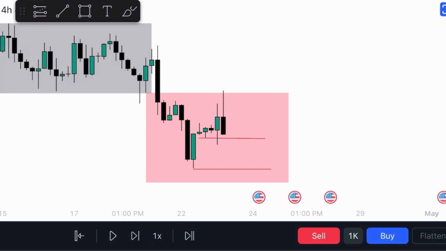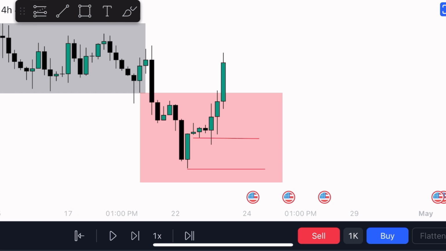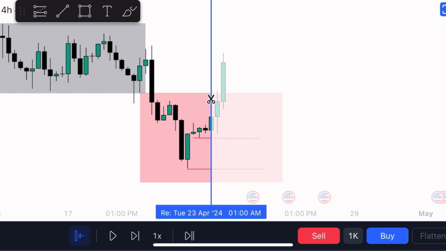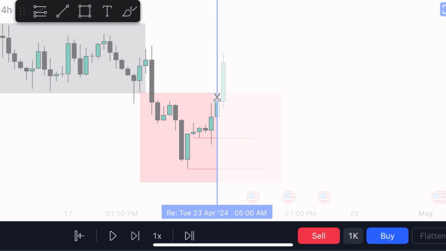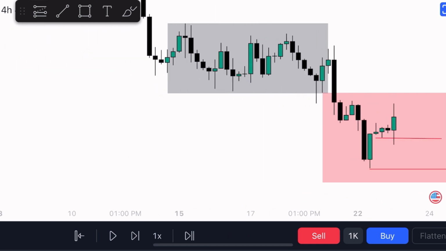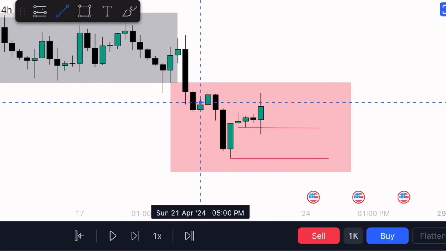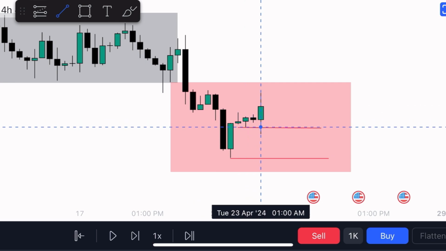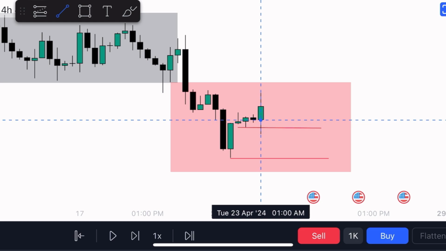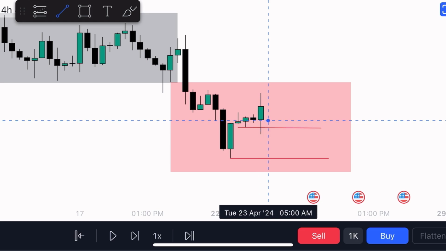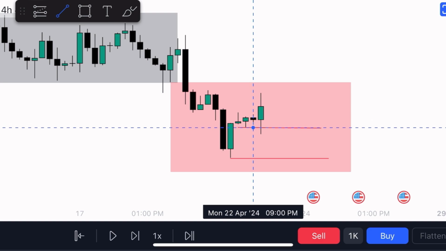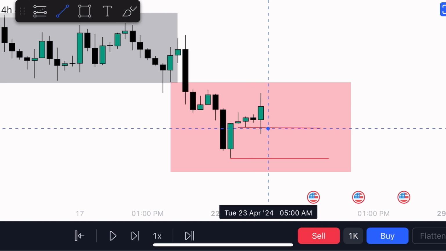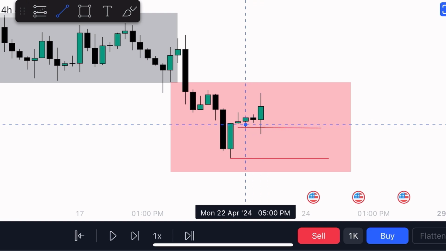Let me forward it. Okay, now you can see. So here you can see that if you draw this line here, and what happened on the 4-hour, that this candle went down and then it closed above it. So this is what we have to see on the 4-hour chart. If we see something like this, this will be our first confirmation of the manipulation on the 4-hour time frame.